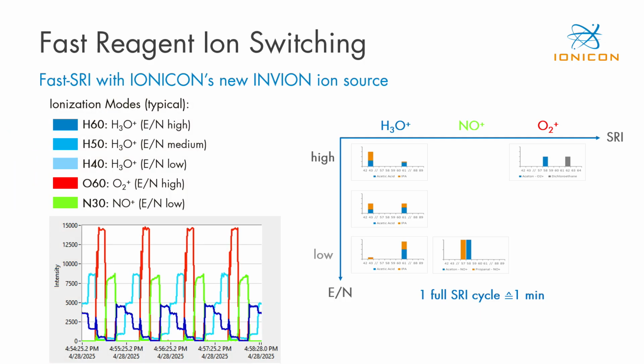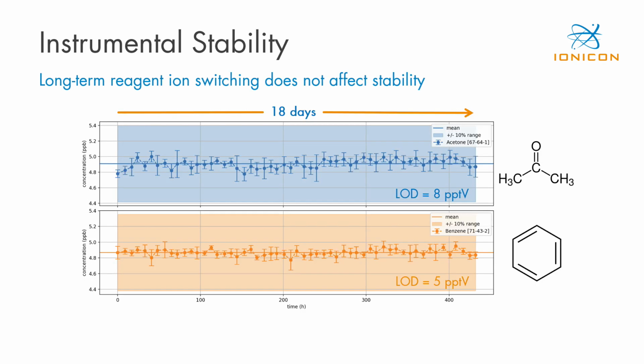This procedure creates unique patterns that allow for quantification and identification of VOCs, illustrated on the right-hand side. Such unique patterns arise from fragmentation ratios at given E/N ratios, as well as compound-specific ionization channels at well-defined reaction conditions. Even though we continuously cycle through the different ionization modes, instrument stability is excellent. The graphs on this slide depict the results of repetitive standard addition of acetone and benzene. This demonstrates that the precision and reproducibility of the quantification is well within the combined uncertainty of the standard addition.